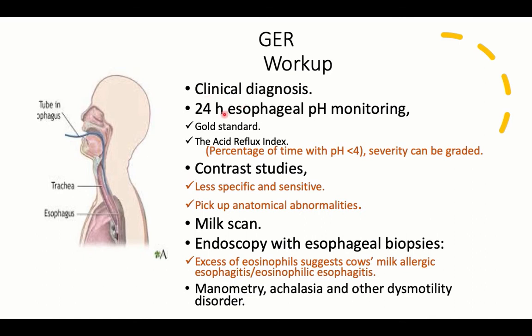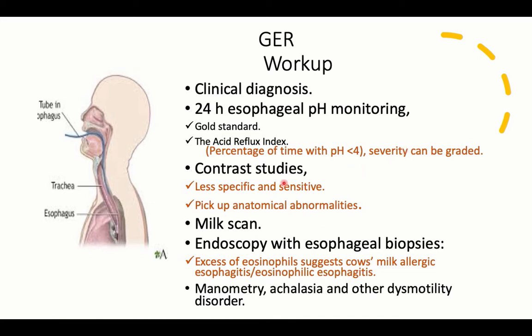To confirm your diagnosis, the gold standard is 24-hour esophageal pH monitoring, where a tube is passed here and a probe is used to measure the pH in the upper and lower esophagus to get the acid reflux index, which means the percentage of time with pH less than 4. Okay, so this quantifies the duration over 24 hours where the pH in the esophagus is acidic, below 4, due to the reflux of gastric acid into the esophagus. Based on this index, severity of reflux can be graded into mild, moderate, or severe.